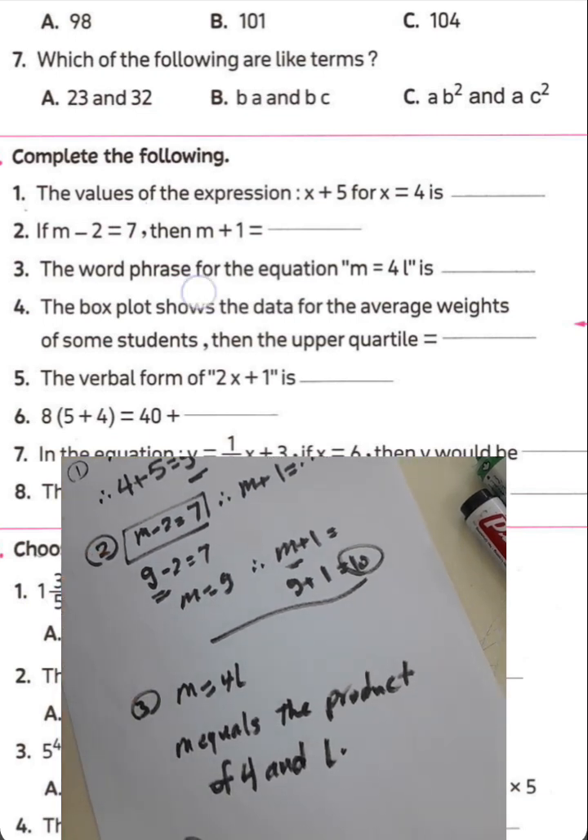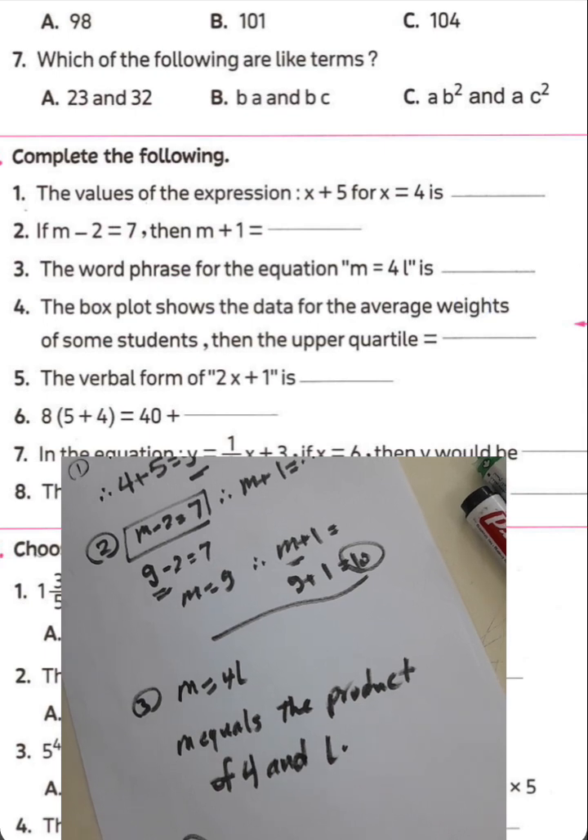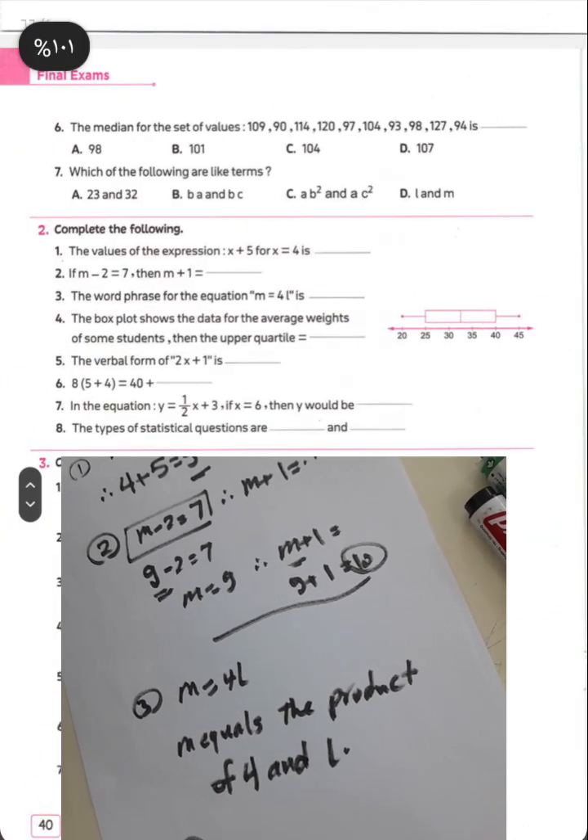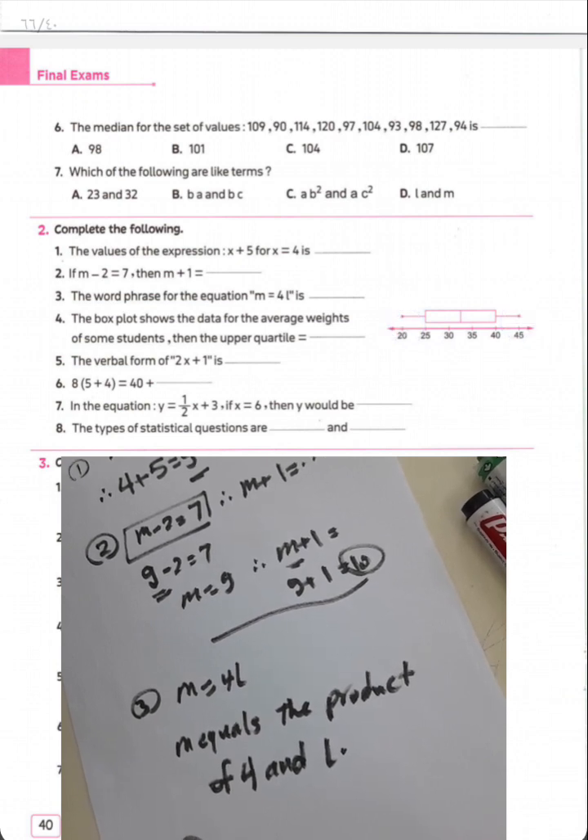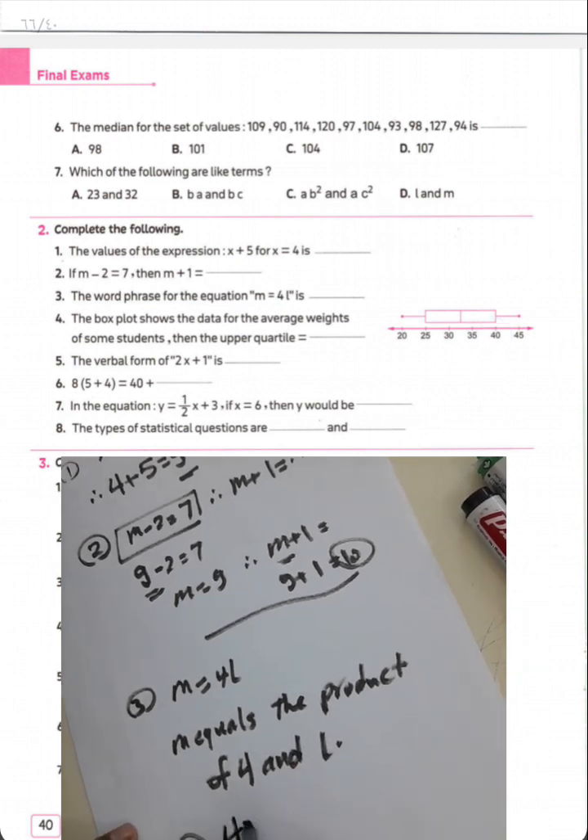Question number 4. The box plot shows the data for grades of some students. The upper quartile here will be 40. The lower quartile is 25, the minimum 20, the maximum 45, and the median lies between 30 and 35. So we want to find the upper quartile, it will be 40. 40 is the upper quartile.